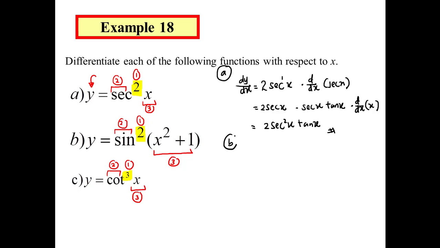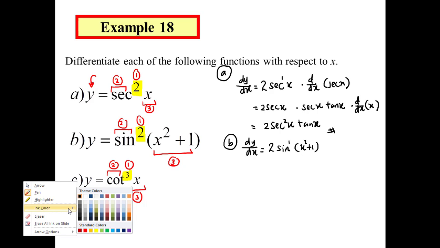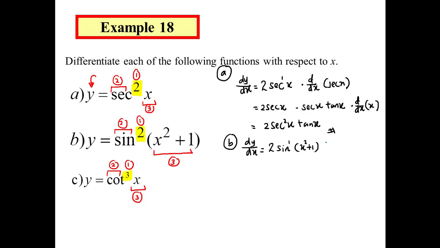For question B, dy dx equals, the power 2, and the sine is still copied back with power 1, and inside is still the same, x squared plus 1. This is the power rule, and then we need to differentiate. What do you need to differentiate? We need to differentiate sine of x squared plus 1. This is the second layer. Okay, let us continue. For those who have already done it, I will write it over here. So it becomes 2 sine of x squared plus 1.